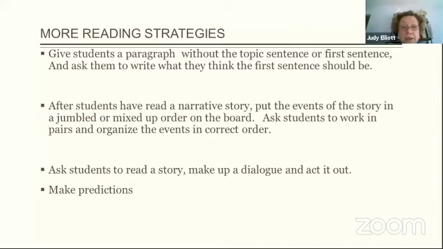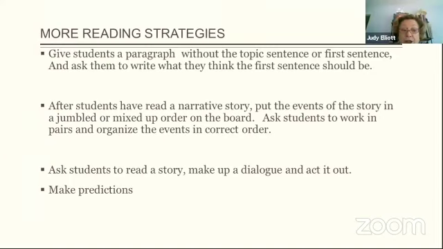Then if you're reading a story, for example, even if it's an excerpt, ask the students to read it. Then put the events of the story on slips of paper or write them on the board, but in a jumbled order, and make the students work together in pairs and come up with the correct order. In this kind of strategy, it's really easier if you put the events on specific pieces of paper and cut them up and mix them around, so that the students have to move the strips of paper around to figure out the correct order. Another strategy is to read a story, make up a dialogue, and act the dialogue out.